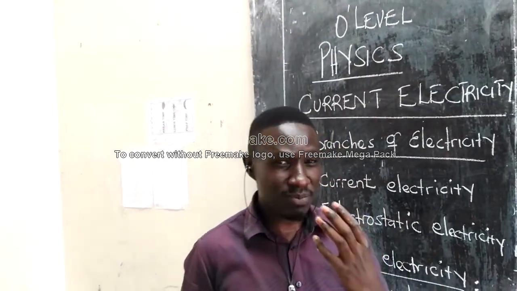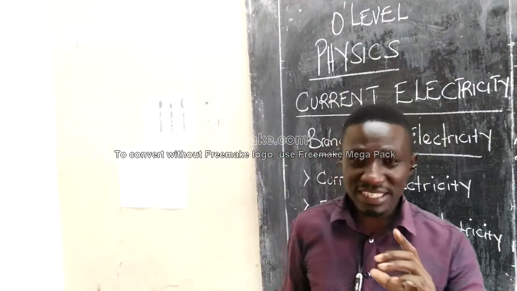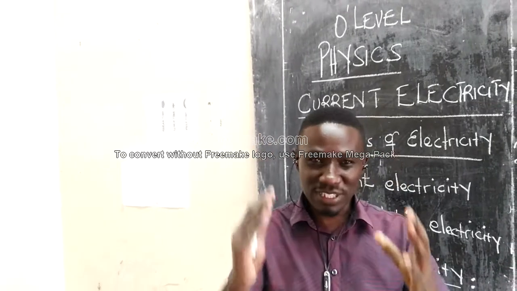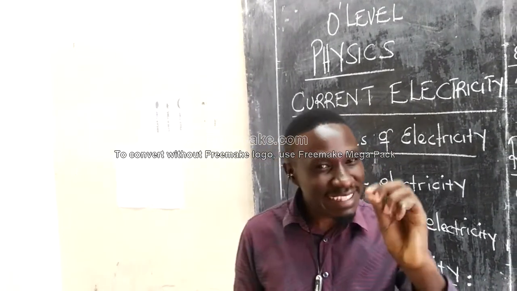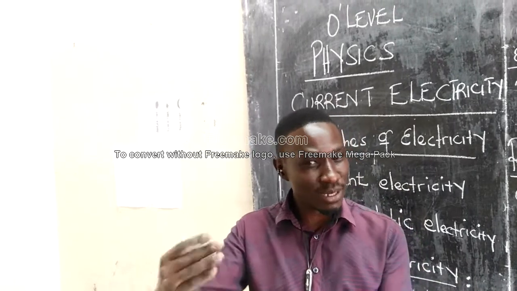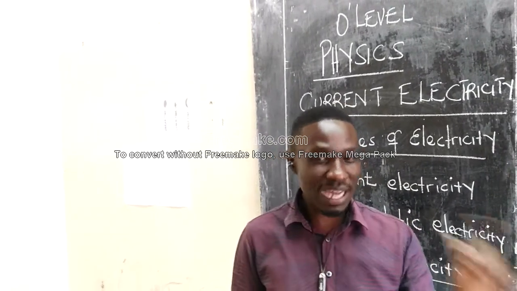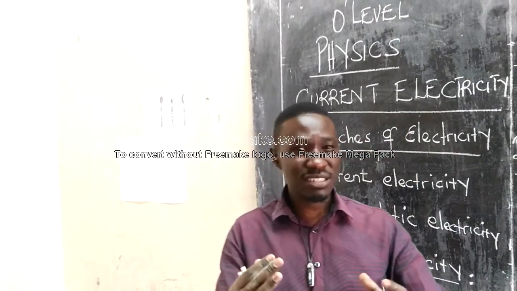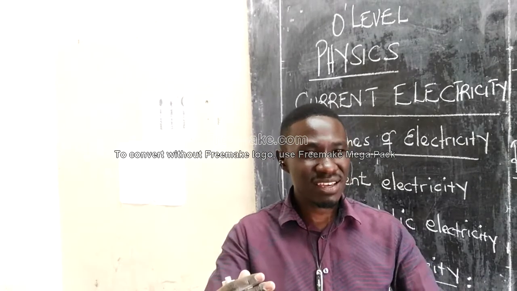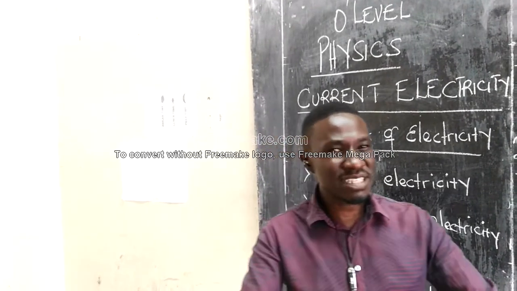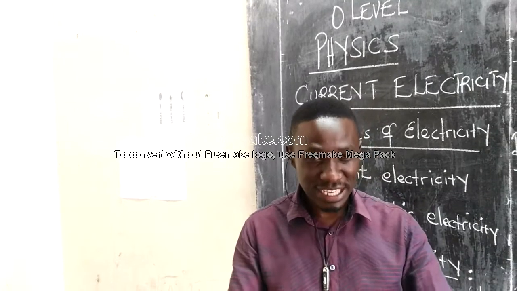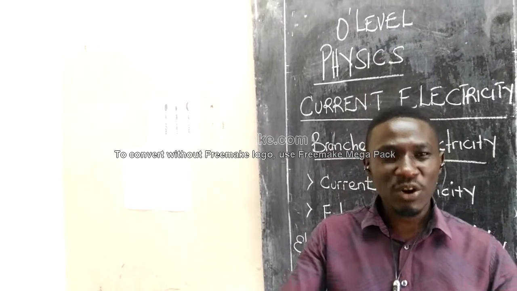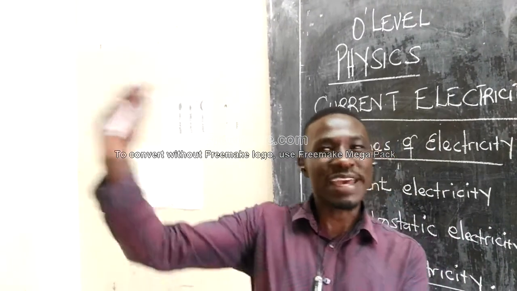Branches of physics, branches of electricity. Be reminded that electricity can be categorized into two. We have what we call electrostatic electricity and current electricity. And I believe in future, in our subsequent editions, we shall look at electrostatics. Electrostatics is the study of the form of energy that is a result of charges that are at rest. Then when we talk about current electricity, we are looking at the study of flow of electrons.